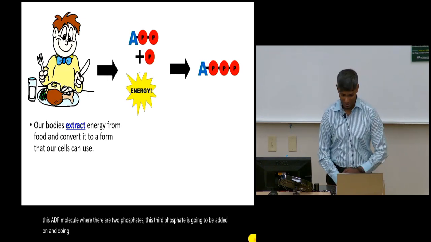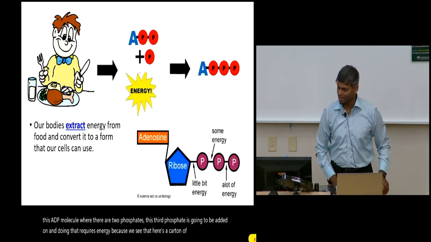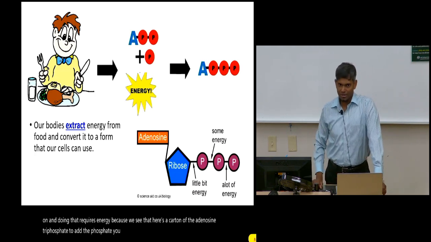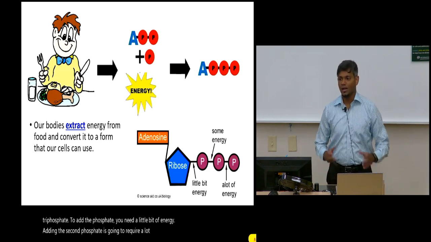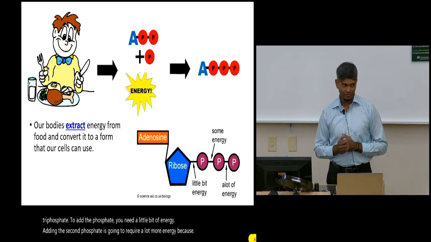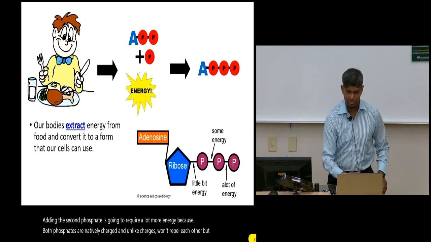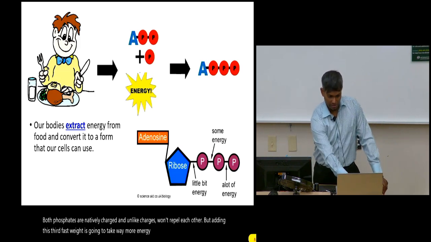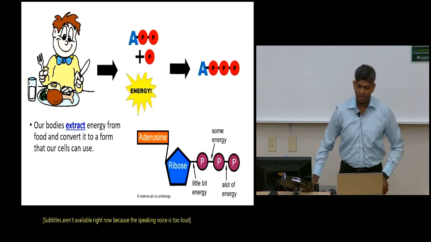that requires energy, because here's a cartoon of the adenosine triphosphate. To add the first phosphate, you need a little bit of energy. Adding the second phosphate is going to require a lot more energy because both phosphates are negatively charged, and like charges repel each other. But adding this third phosphate is going to take way more energy because these two phosphates are repelling the third phosphate as well, because like charges repel.